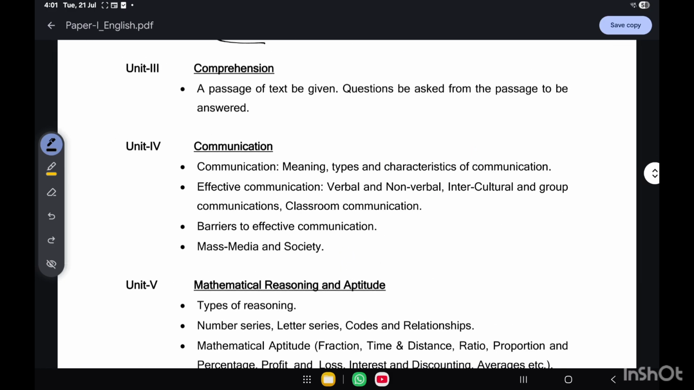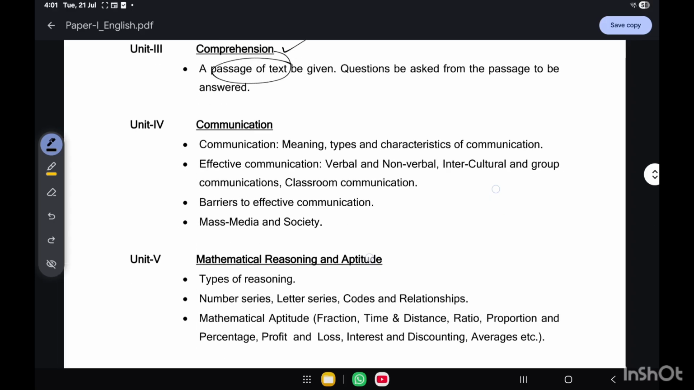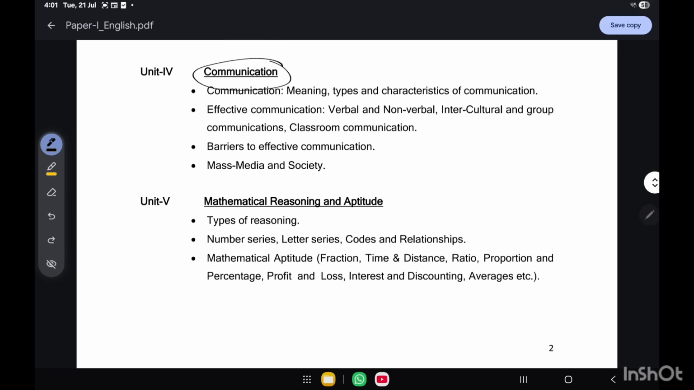And in unit 3 you'll be having some comprehension. The passage of the text will be given and the questions will be asked from the passage and you have to answer that, easy one. And in the fourth unit you have communication.